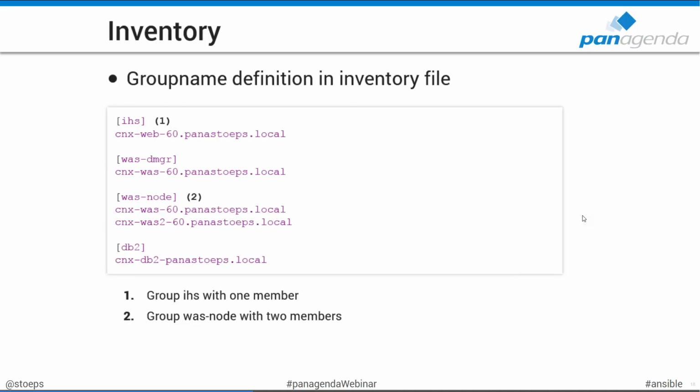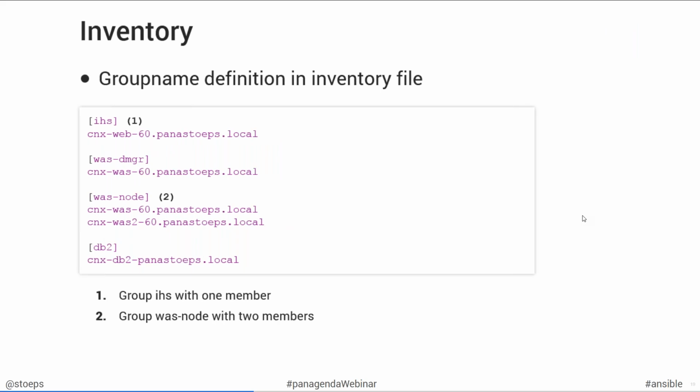So back to our inventory file. That's the inventory file for my test environment for Connections 6. There is a group IHS with one web server. There is a WebSphere deployment manager group, was DMGR, with one server. There is a was node group, so I use two WebSphere nodes here, and I use a DB2 server. So I have a group DB2 with one server in it. You see, it's quite easy, it's readable, and that's all I need for inventory. And when I want to put that into production, I just exchange the server names.